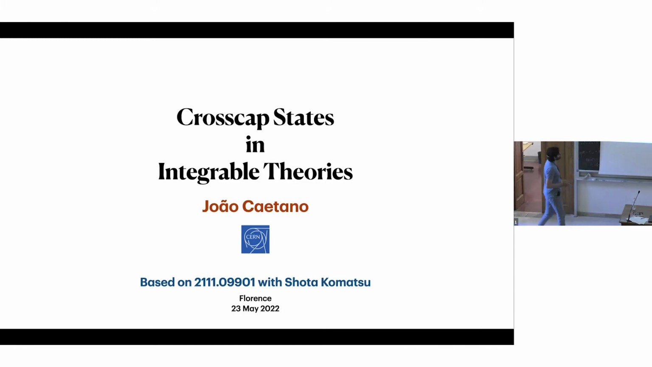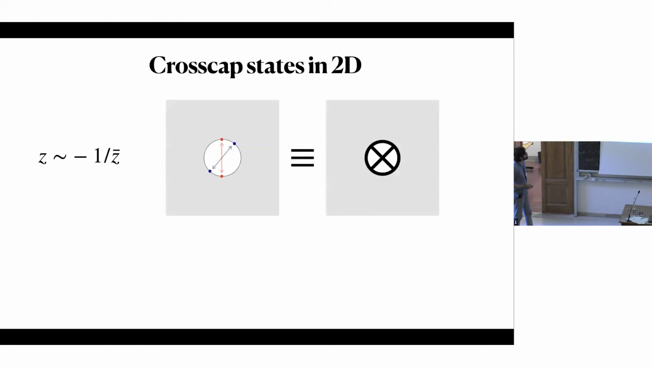Let me start right away by defining what I mean by a cross-cap state. We're going to be talking about 2 dimensions. To define a cross-cap, imagine we have the complex plane, and you do this identification: a point Z somewhere in the complex plane is identified with a point at the position -1/z bar.